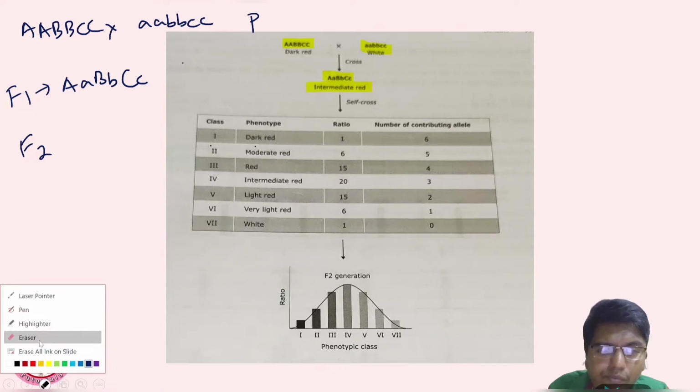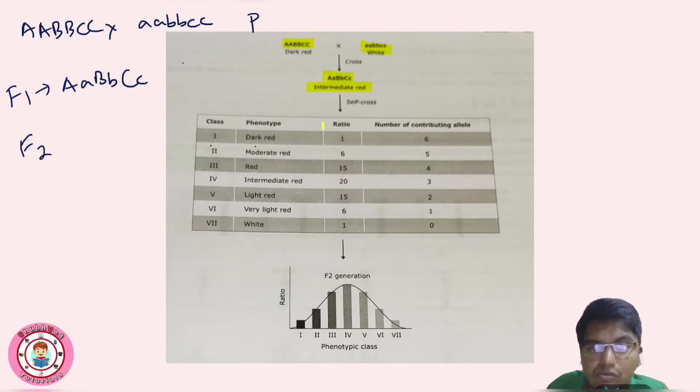we know F2 is obtained by the cross between F1s. So for the F2 we get this type of phenotype. Dark red is 1, then moderate red is 6, red is 15, intermediate red is 20, light red is 15 again, very light red is 6, and white is 1.